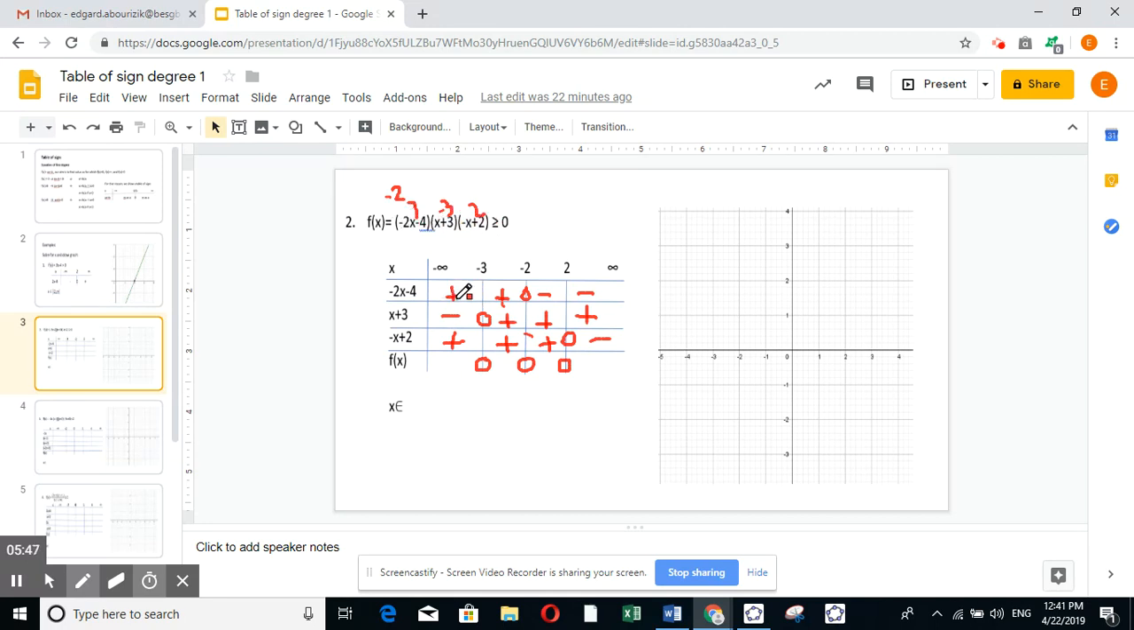Now I have a product: plus times a plus, it's minus. Triple plus product is a plus. I have minus, double minus is a plus. What I want is bigger or equal. This is bigger or equal, this is bigger or equal. So from here till here, and from 2 and up.